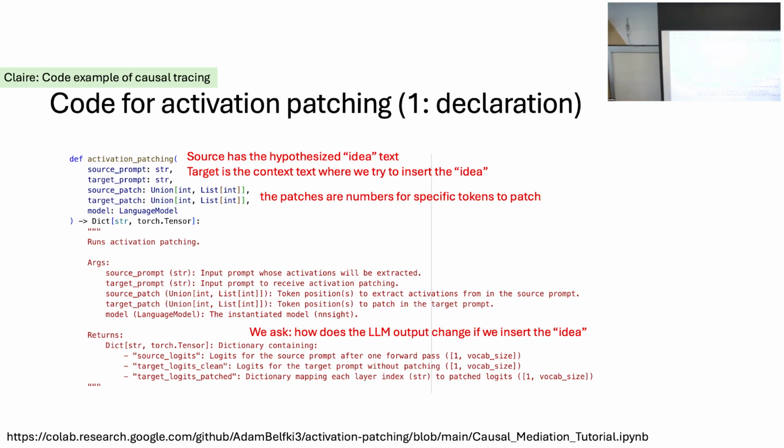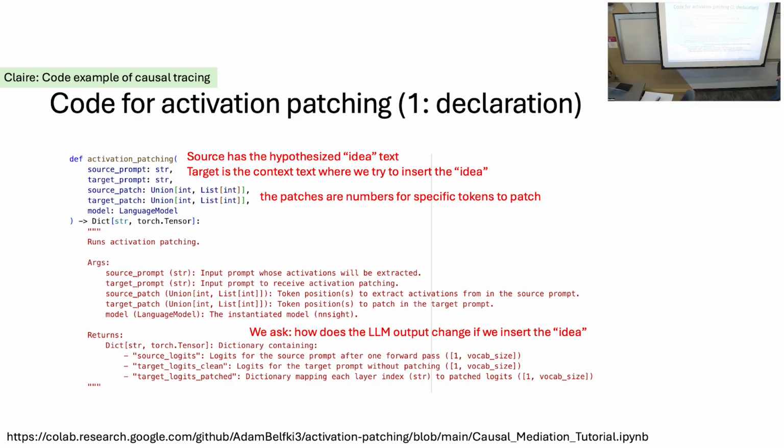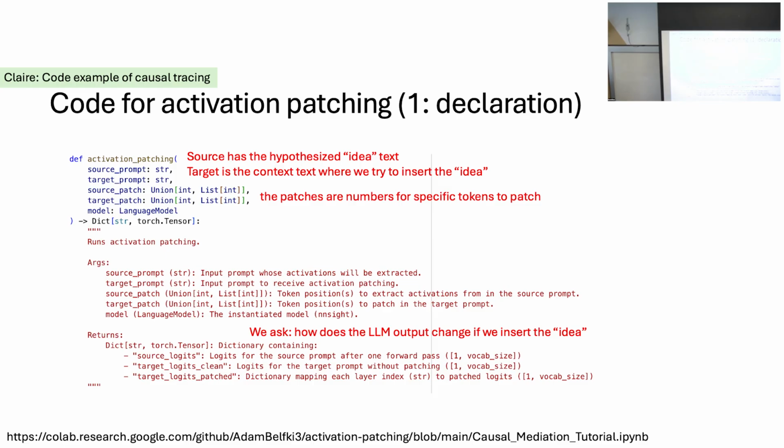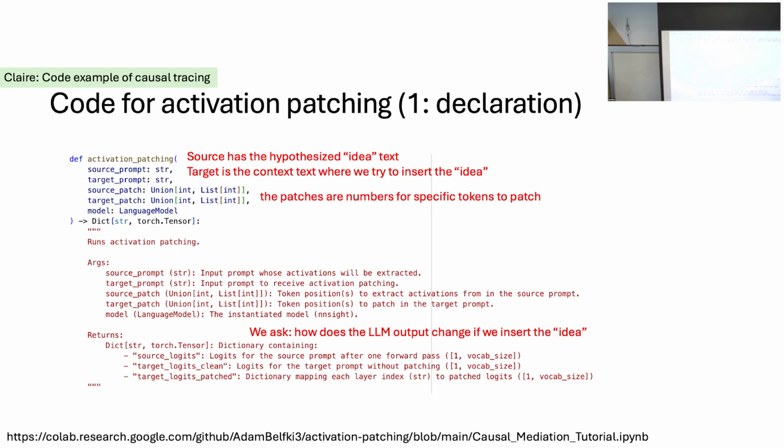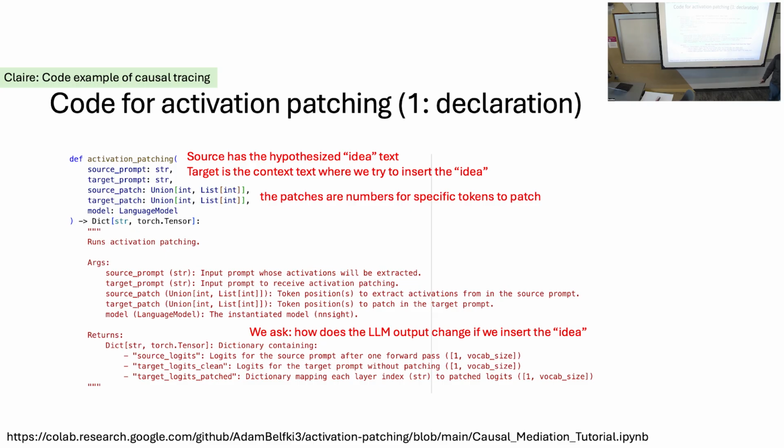Adam's written pretty fancy code here saying that you might want to patch over multiple tokens, but just think of each one of these as an integer. We're just going to patch from one token to one other token, one index into the source, one index into the target. Then it's going to output some stuff, right? It's going to output how the LLM output changes if we insert this idea from the source to the target, and the way it outputs it is these output probabilities. It'll tell us that the LLM, after you've done this experiment, now really wants to say basketball or really wants to say cello or whatever, right? And so we'll get those probabilities out.